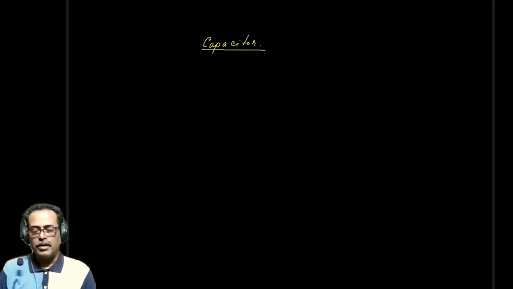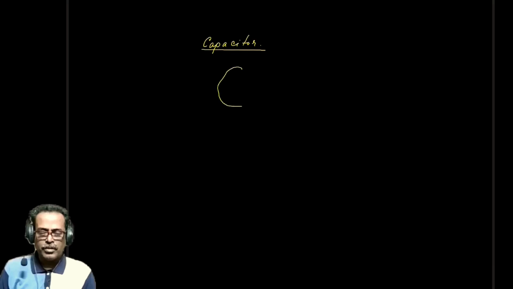Today I will discuss capacitors. A capacitor is an electrical device which can store charge. Now suppose this is a body and it is charged with positive charge. If we add some charge, then its potential will be increased. Now we can say that the charge stored by this body is directly proportional to the potential of the body.